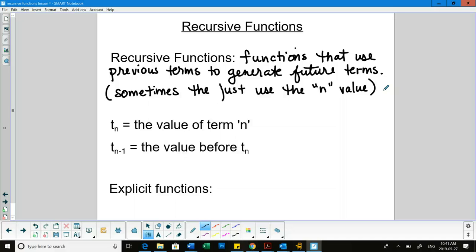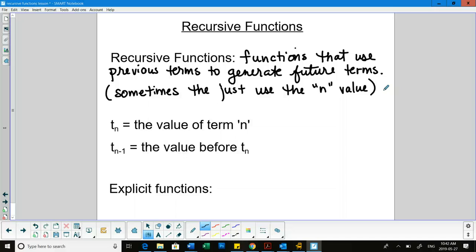So that's the difference between your arithmetic sequence and geometric sequence, because once we create a general equation for an arithmetic sequence or geometric sequence, I can find any term in the list that I want. But for these recursive functions, usually what I need to know is the previous term before the term that I'm trying to find. So if I'm trying to find term 100, I need to know term 99, that kind of idea.